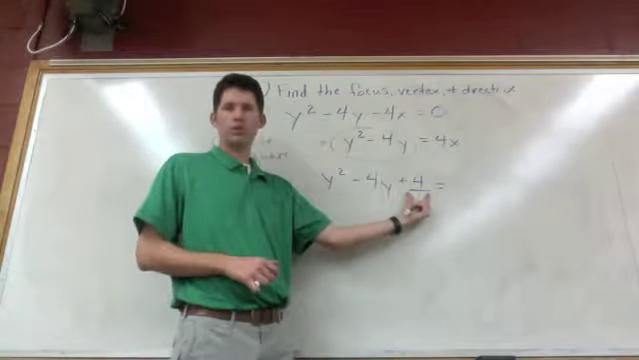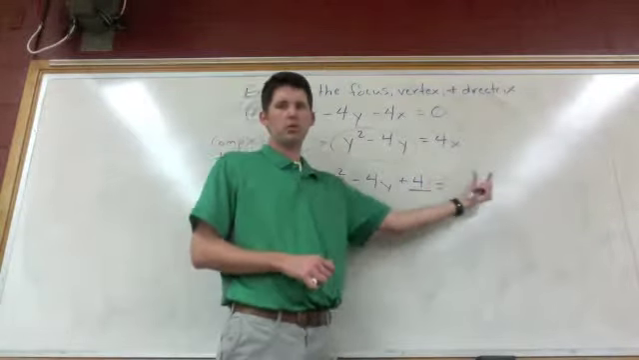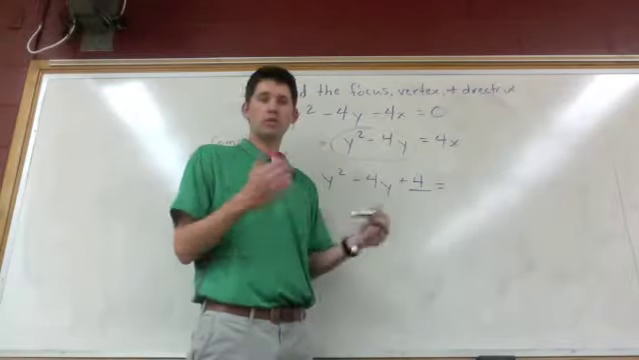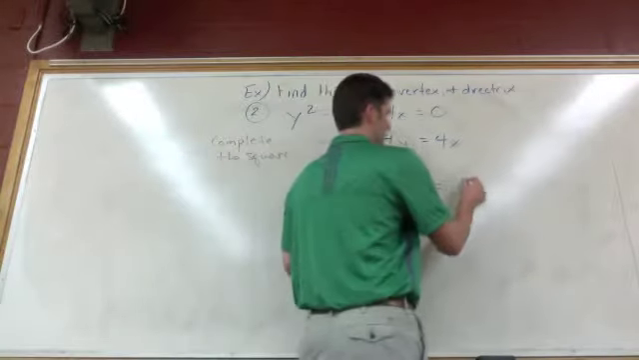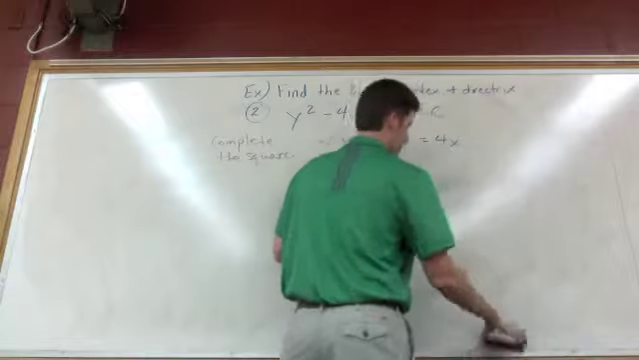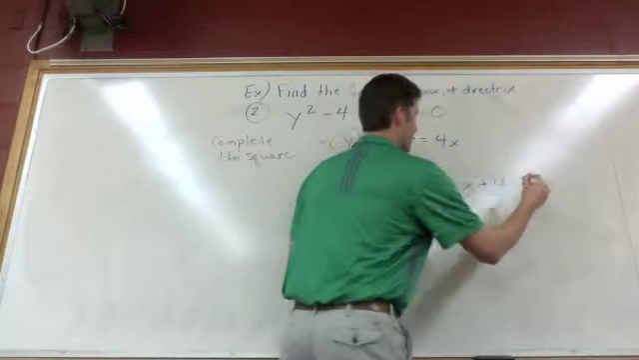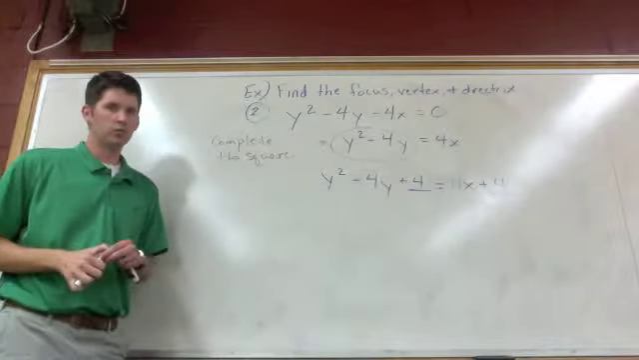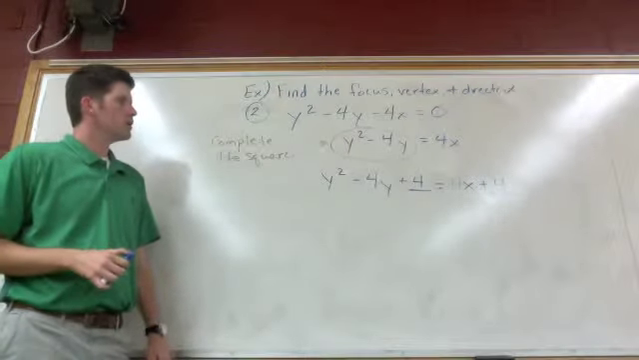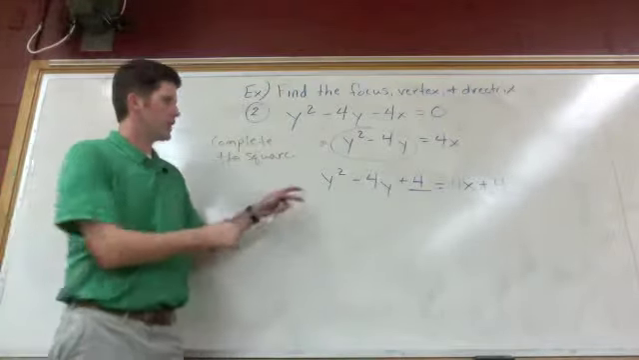Now if we add 4 to the left-hand side of our equation, we have to make sure that we add 4 to the other side to keep the equation balanced. So we're also going to have 4x, and we're going to add that 4 to the other side as well. Now what that allows us to do is this.